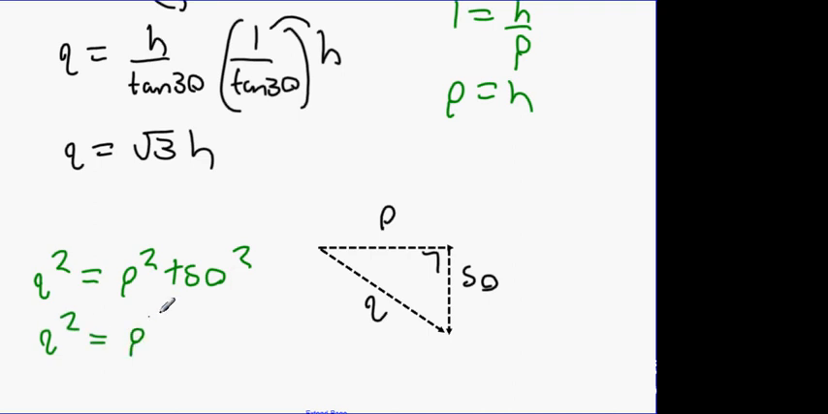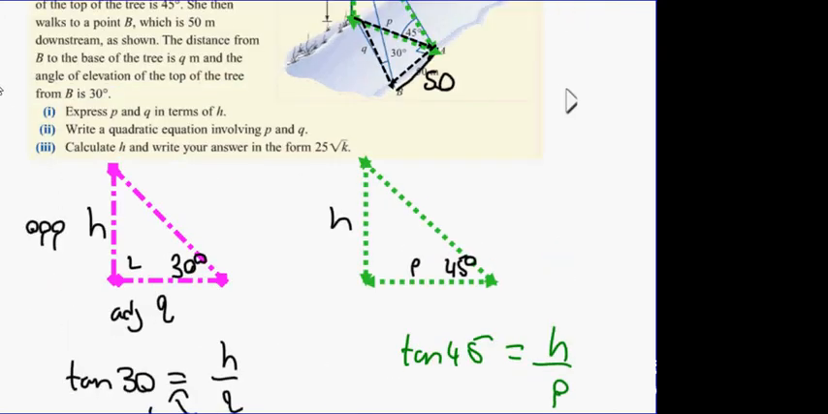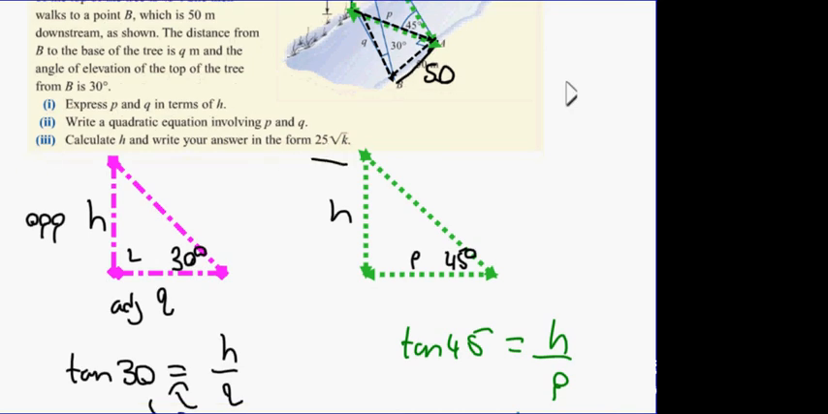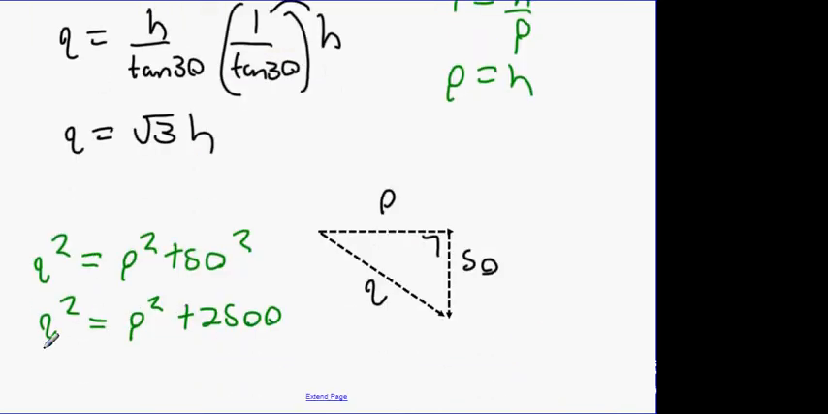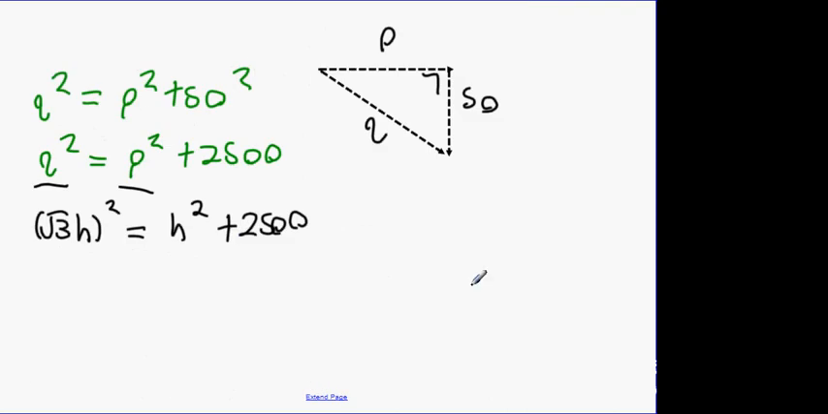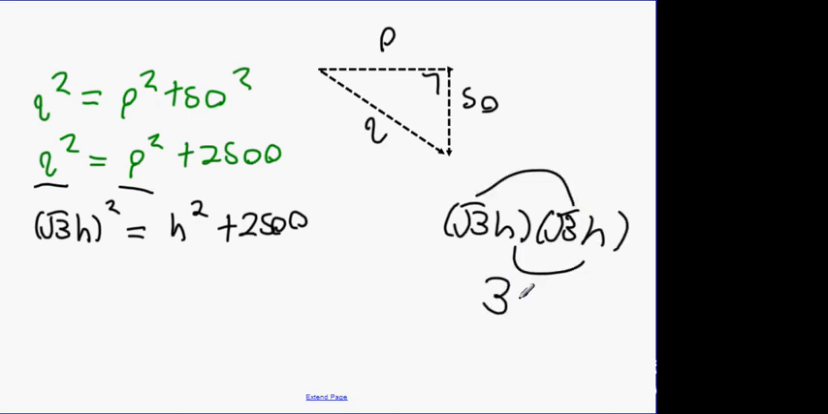Finally, it says solve for H and put your answer as 25 root k. Solve for H means we've got to turn P and Q into H's. Q is root 3H squared. P is now H squared plus 2,500. Root 3H squared is root 3H by root 3H, which is root 3 by root 3, which is 3. H by H, which is H squared. 3H squared equals H squared plus 2,500.